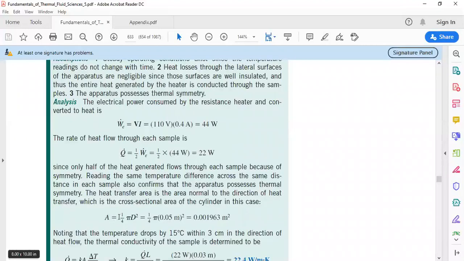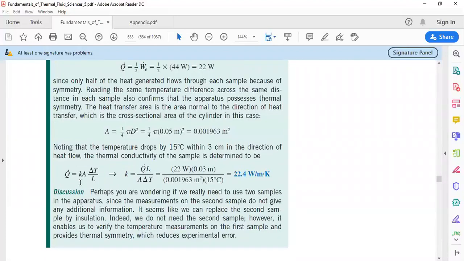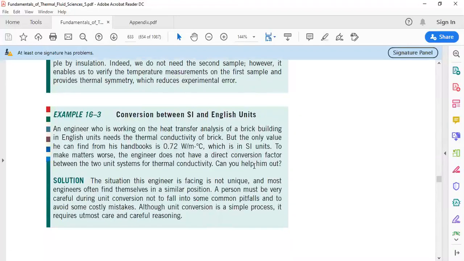The cross-sectional area of the sample is pi d squared divided by 4. That gives us this value of the cross-sectional area. So now, according to Fourier's law of heat conduction, Q equals k A delta T divided by L. Rearrange the equation and solve explicitly for the thermal conductivity. It's found to be 22.4 watts per meter Kelvin.